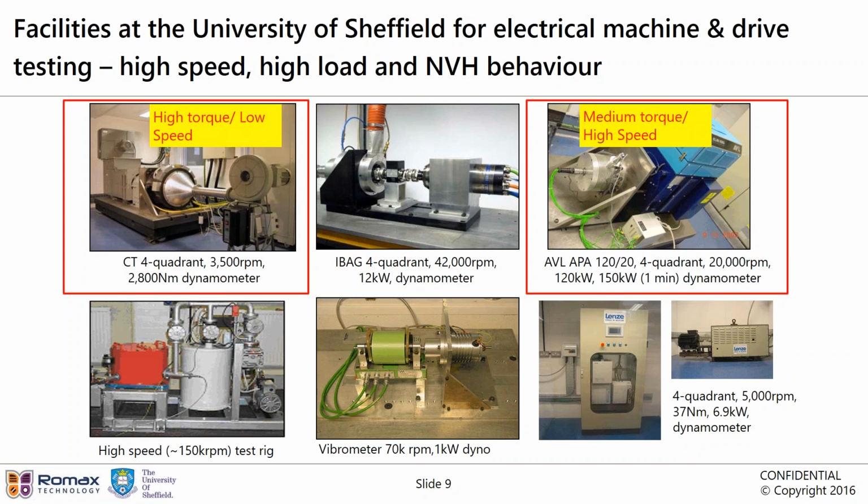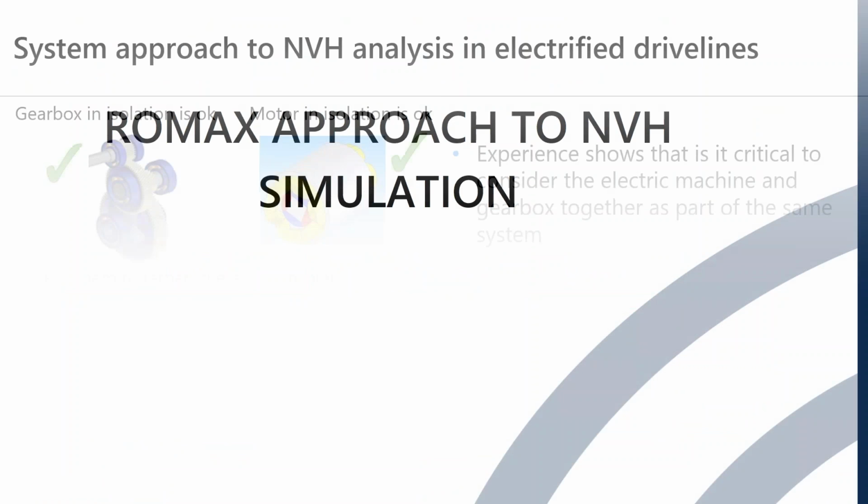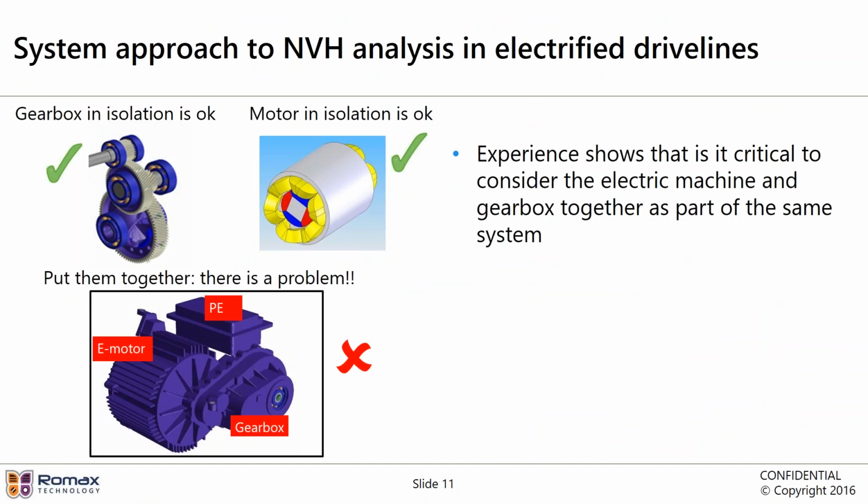We also have access to various testing facilities. These cover a large spectrum. The two main test cells that are probably relevant to automotive applications are, one, the high torque low speed rig, which can do 2,800 Newton meters at speeds up to 3,500 RPM. So if we're testing integrated units, maybe that's more suited. Similarly, we have a medium torque high-speed rig that can go up to 20,000 RPM. So yes, we can cover a large spectrum of machines using the test facilities available.